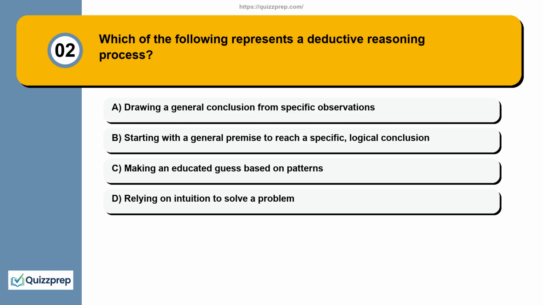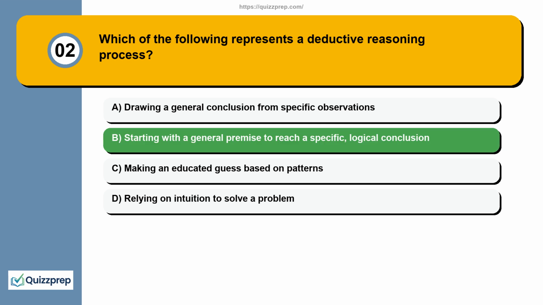Question 2. Which of the following represents a deductive reasoning process? Here are your options. Option A. Drawing a general conclusion from specific observations. Option B. Starting with a general premise to reach a specific, logical conclusion. Option C. Making an educated guess based on patterns. Option D. Relying on intuition to solve a problem.